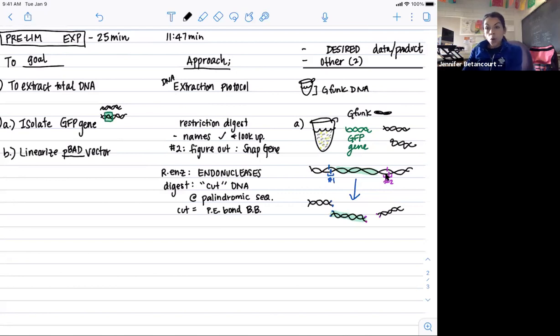Cool. So the vector that I have chosen to do this experiment is a p-bad. It's called p-bad. It is a plasmid, and a plasmid is a type of vector. So this p-bad vector has an origin of replication. So if you do, and I'm giving a little bit of hints away, if you do get it into your host cells, the host replication machinery will recognize the origin of replication and will also replicate that plasmid.